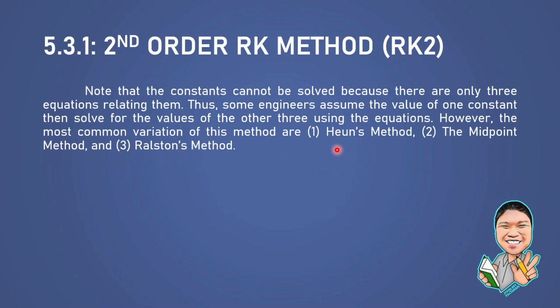The first two, which are Heun's and the midpoint method, yes, you're right. These are what we discussed earlier as the modified methods, or modifications of the Euler's method. Those two also come from the second order Runge-Kutta method. Okay? So now, I will discuss what the differences among these three are.